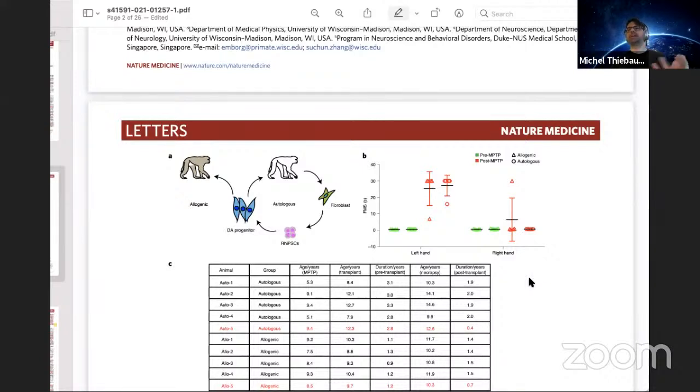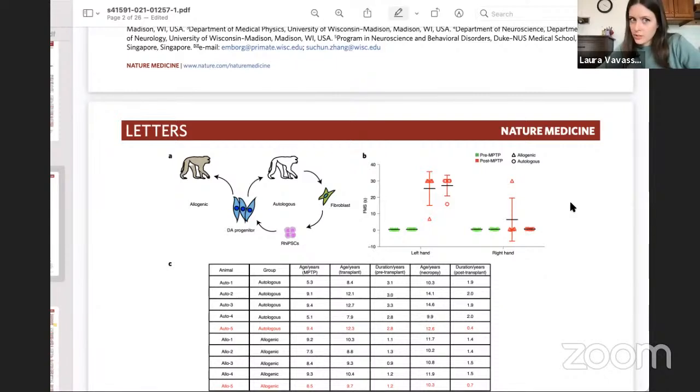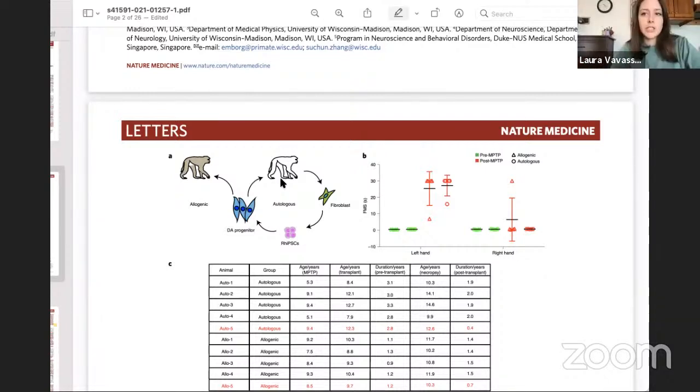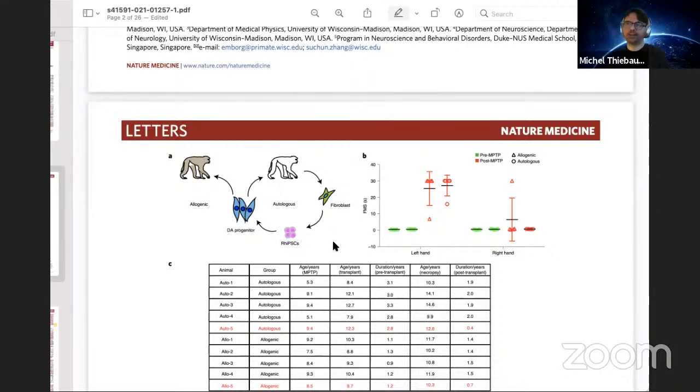Is it mentioned in the text whether it's a colony of brothers and sisters? They don't mention it. I'm not sure about that. I don't even know whether the allogenic group received cells coming from, let's say, a line of cells from another group of monkeys. Maybe it was a line of cells that was developed for another reason, or maybe from another group of animals. I'm not sure.